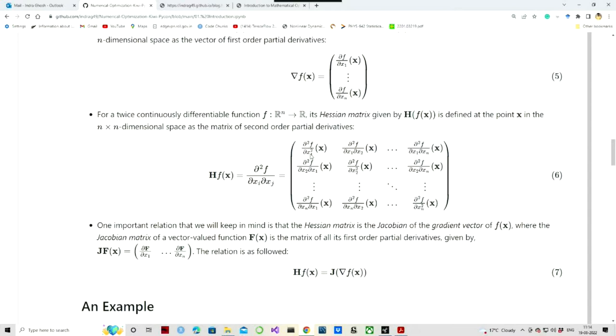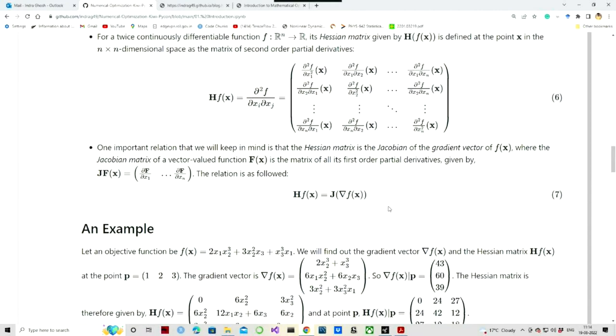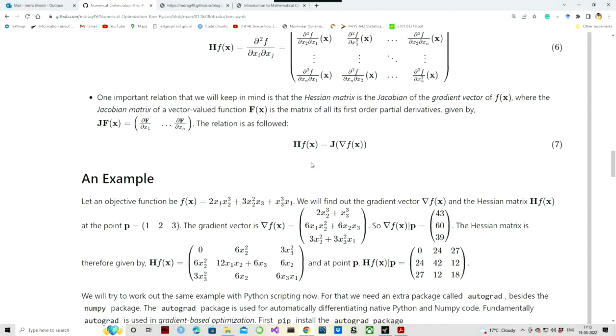You don't need to worry about the formulas here, because we are going to use autograd in Python, which will directly take care of the calculation of these things. There is another important concept called the Jacobian matrix, which is related to the Hessian in this way. This is the formula which relates the Jacobian and Hessian of the function f of x, the objective function.